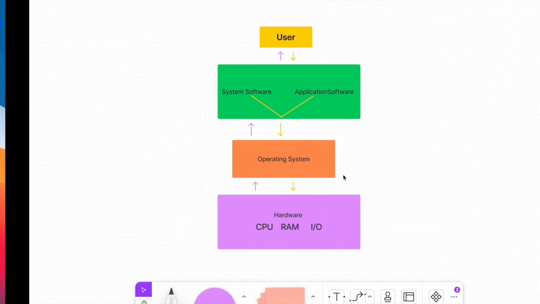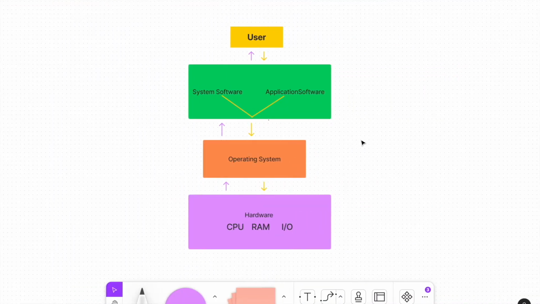So we'll try to understand how the computer system works in general and how multitasking was introduced. This is a basic flow diagram that we have all gone through. The user interacts with the system software or the application software, and the application software works with the operating system, and the operating system works with the hardware, where the CPU, RAM, and input/output like the keyboard and monitor are. The operating system is the mastermind here.